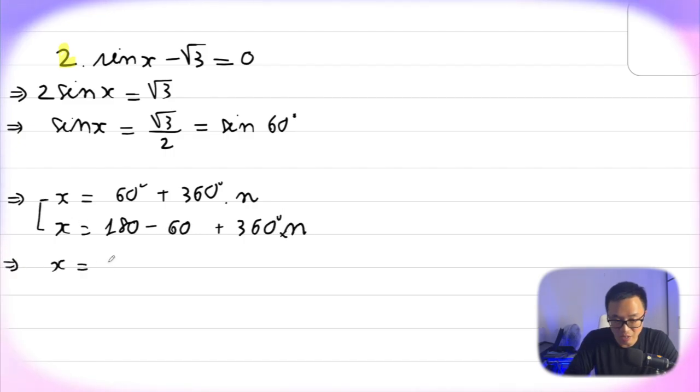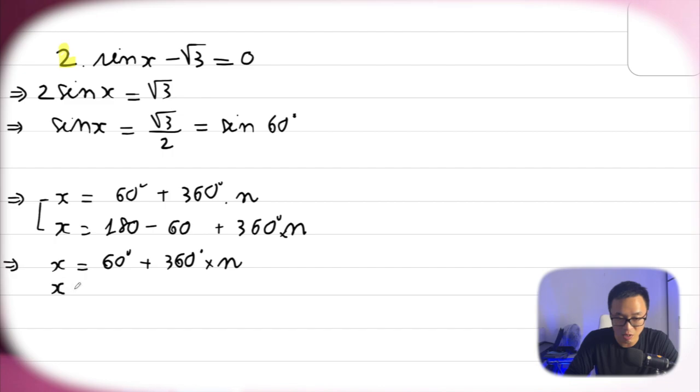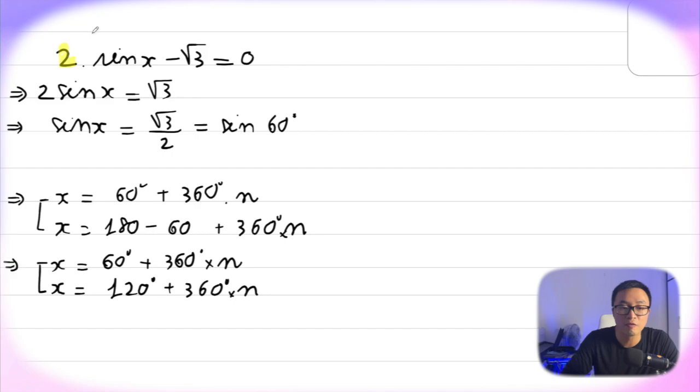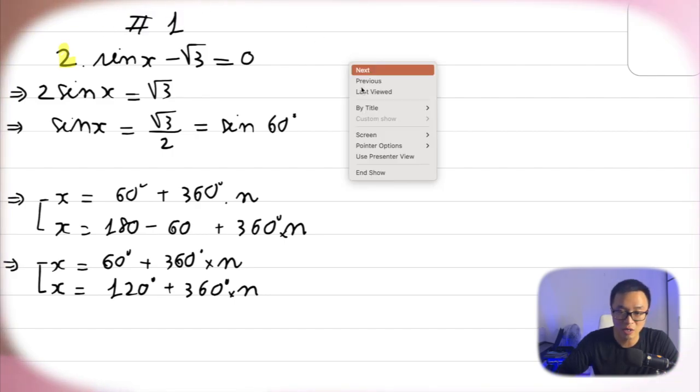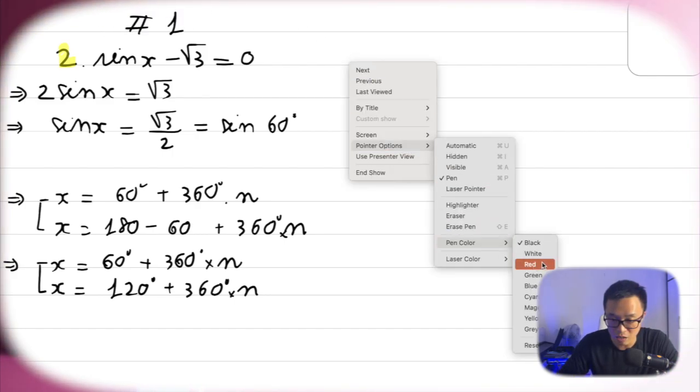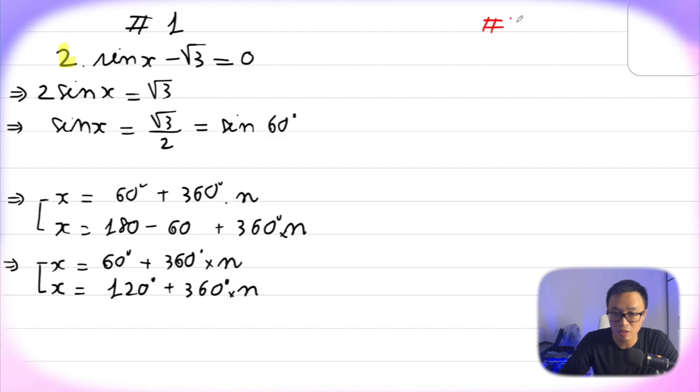Okay, and rewrite the two families of the solution: 60 degrees plus 360 degrees multiply n like this one, and then 120 degrees plus 360 degrees multiply n like this. Yeah, these are the two families of solutions for the first case. The second one, let me change the color of the writing. You got here the second case.